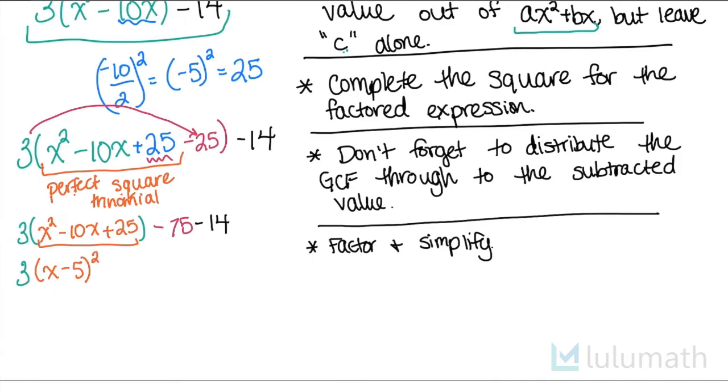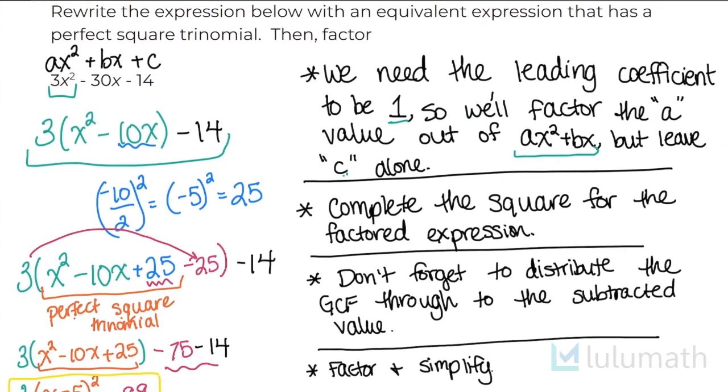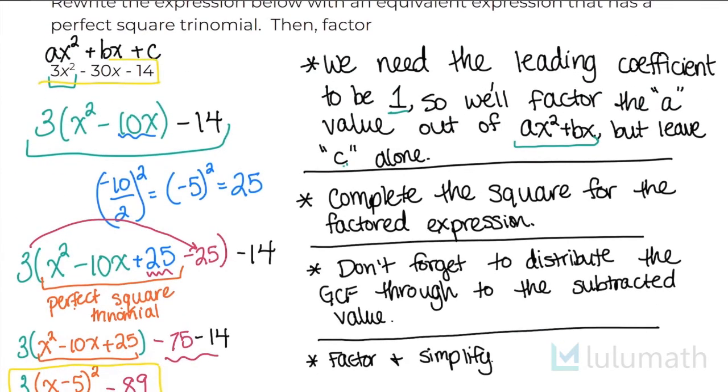Again, check out the video on factoring perfect square trinomials if you need a refresher on this. And then I'm going to put this negative 75 and this negative 14 together, and I end up getting negative 89. So this is my equivalent expression to this 3x squared minus 30x minus 14 that we have up here.